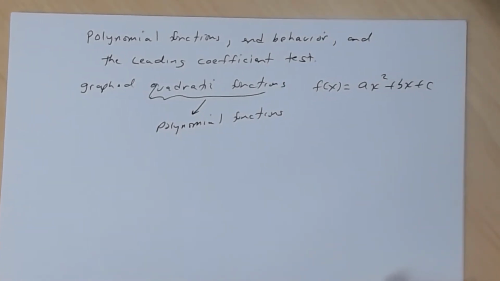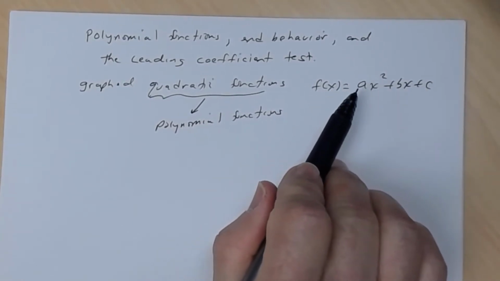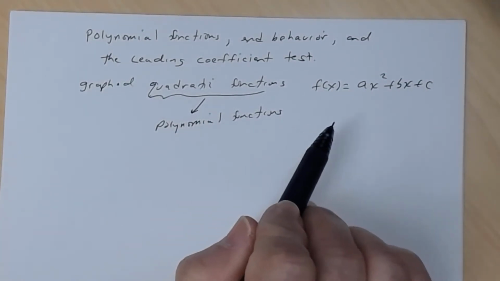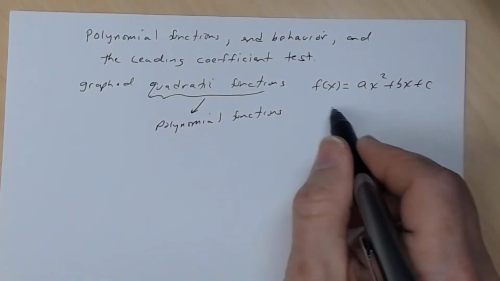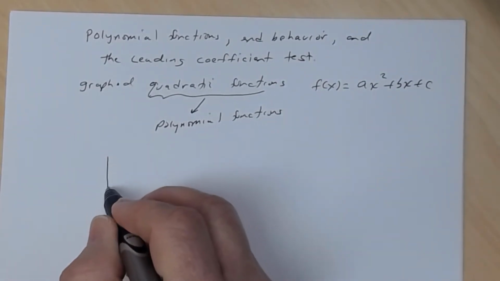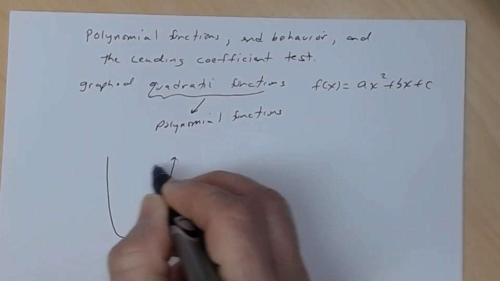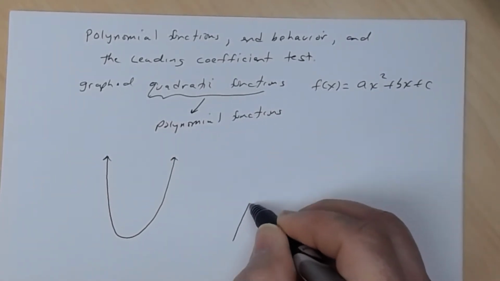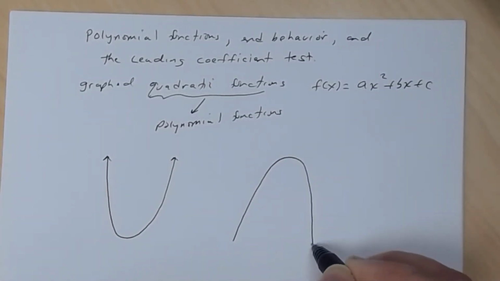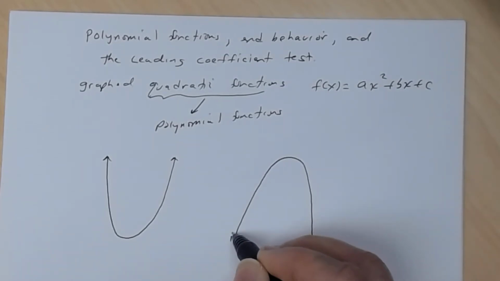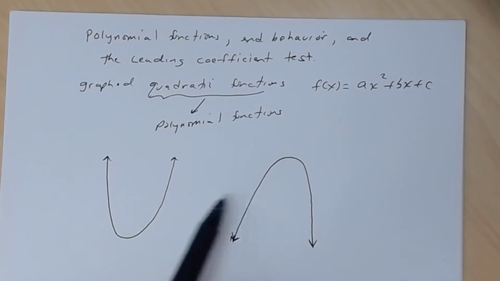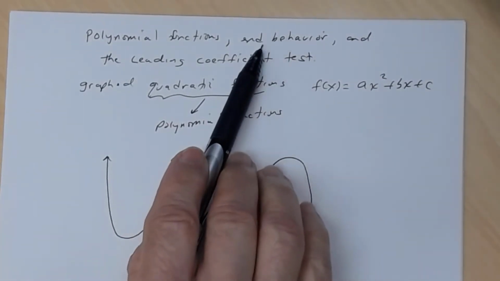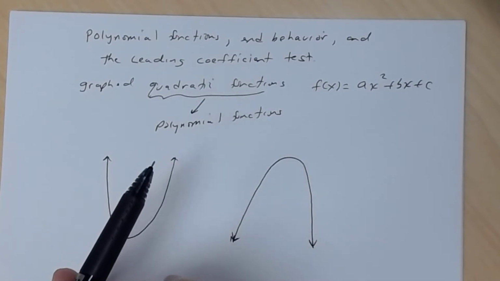Remember, these quadratic functions are polynomial functions, but when you graph these quadratic functions, the graph is a parabola. For a quadratic function, the graph is a parabola, and the parabola either went up or it went down. So you'll notice that when you graph these, you either got a graph that looked like this or a graph that looked like this. Remember, these are considered polynomial functions.